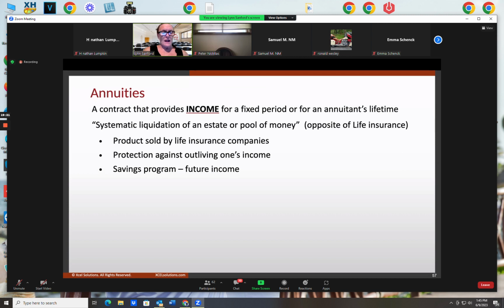It is a product sold by life insurance companies. The only place you can buy an annuity is through a life insurance company. It provides protection against outliving one's income. And it is a savings program growing on a tax-deferred basis to provide you income at a point in your future, generally retirement, once you're well into retirement.